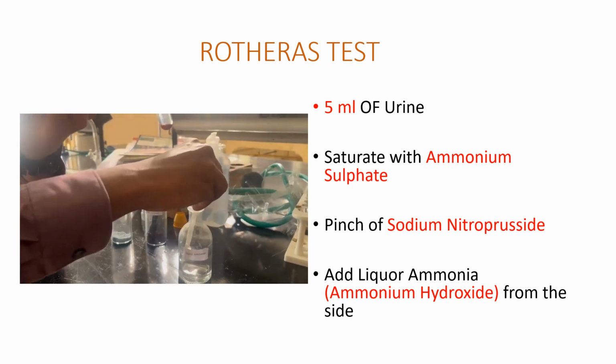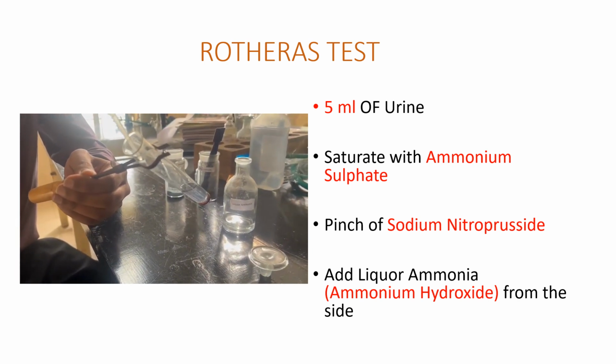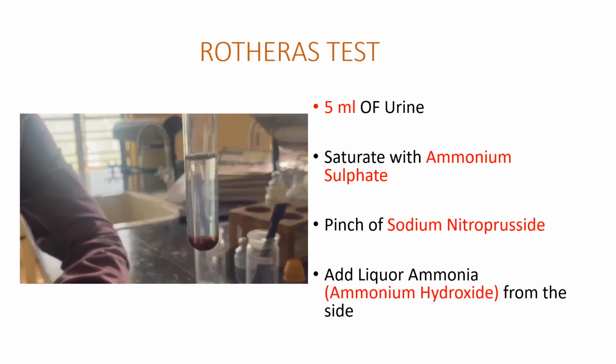I'm just waiting for it to focus. So let's add some more so that the ring is clearer. Once again, I'm adding it from the side, this ammonium hydroxide. And now you can see a very good ring is formed. So this ring represents that this Rothera's test is positive and this urine contains ketone bodies.